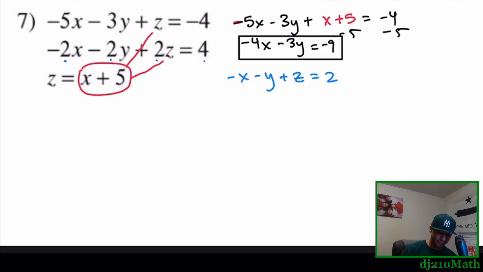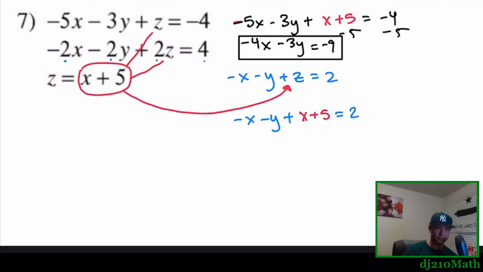So now this z is going here. So negative x minus y plus z, which is x plus 5, equals 2. Combining like terms, oh, that's nice. The x's cancel. Minus y minus 5 is equal to negative 3. Therefore, y is equal to 3.